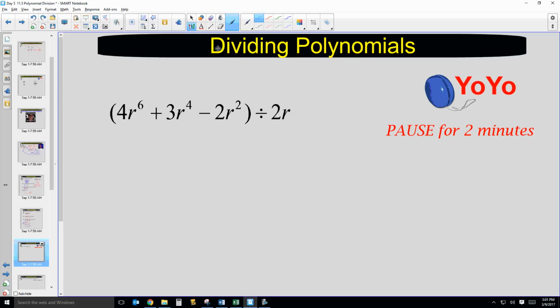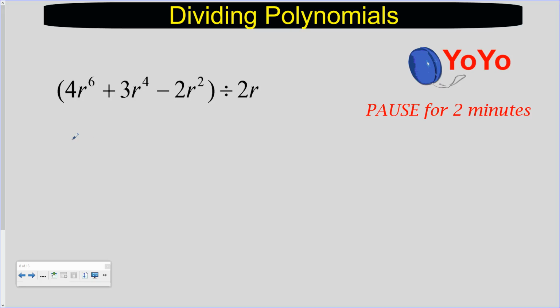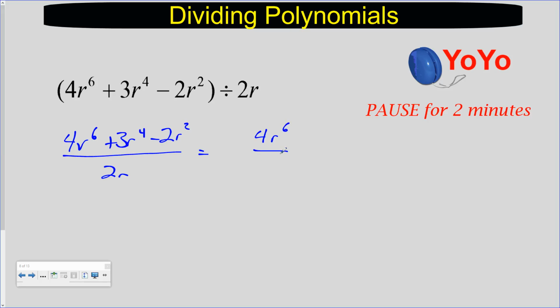Okay, hopefully everybody had a chance to get this one done. Let's get set here. All right, so we want to write this as a fraction. 4r to the 6th plus 3r to the 4th minus 2r squared all over 2r. We want to split that into individual fractions. 4r to the 6th over 2r plus 3r to the 4th over 2r minus 2r squared over 2r.